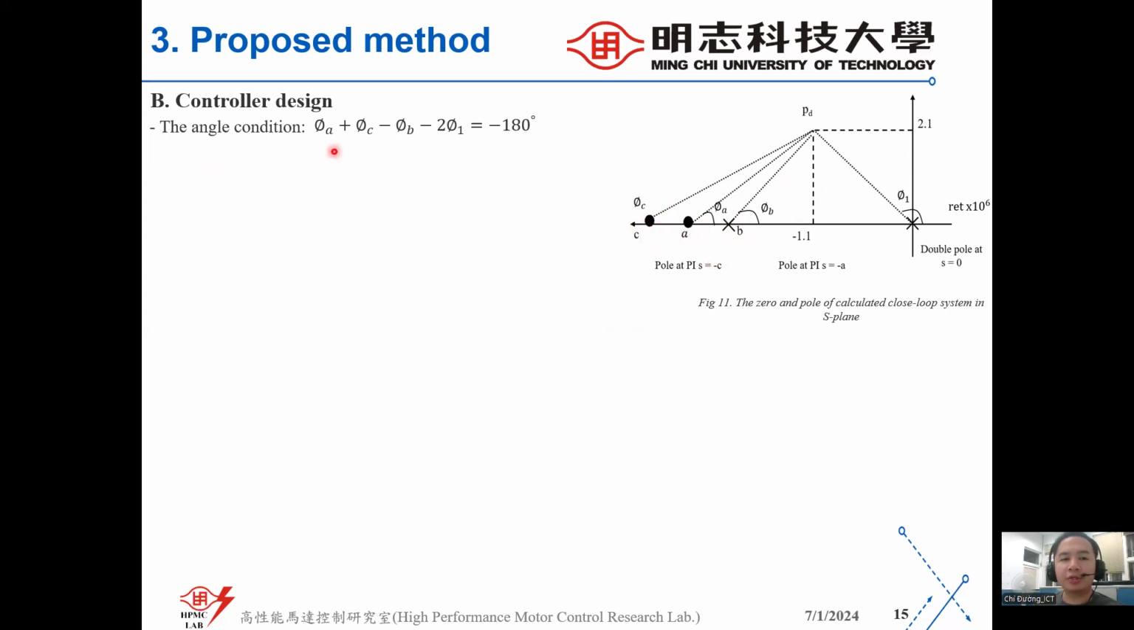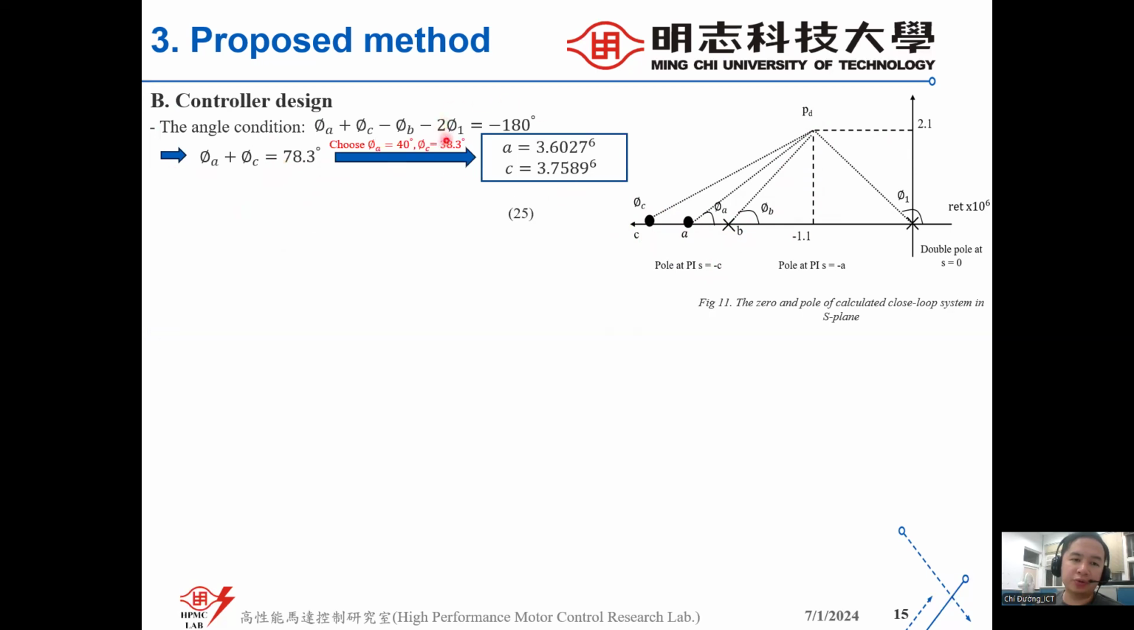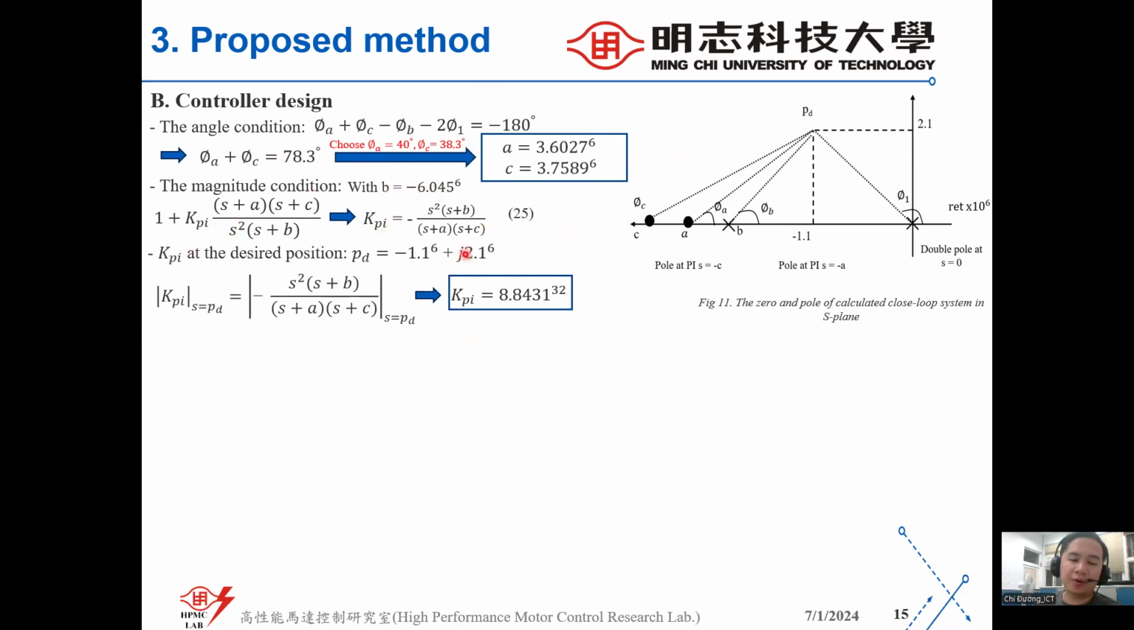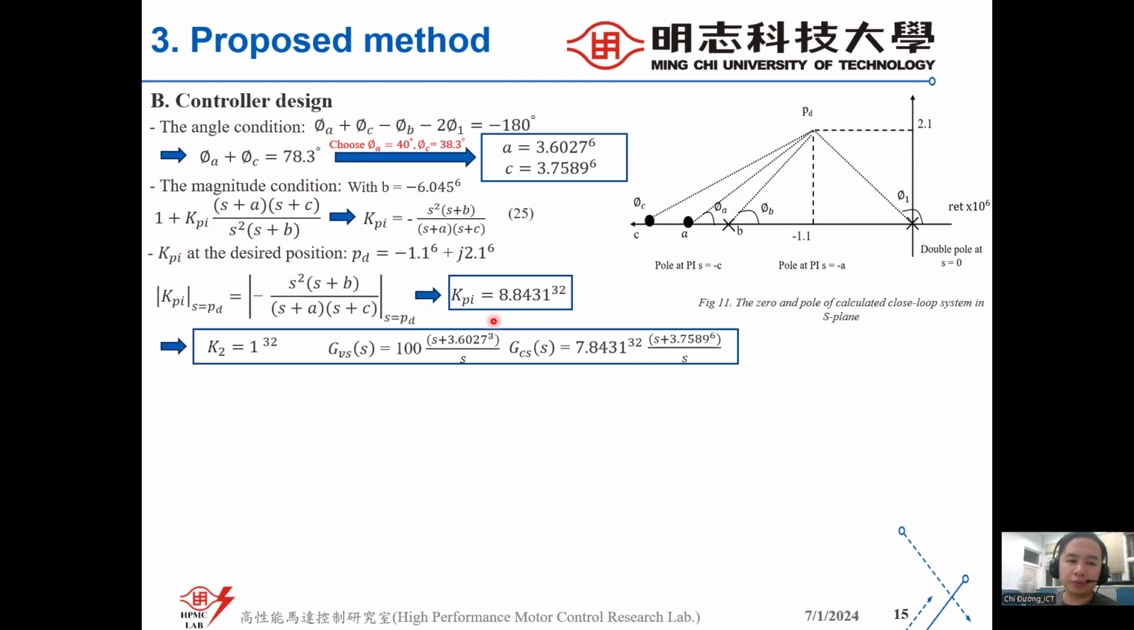With the angle condition, we can calculate the sum of angle A and angle C, and by choosing angle A and angle C, we can calculate A and C. With the magnitude condition, with the pole P, we can calculate the KPI. From A, C and KPI, we can determine the controller gain, the current controller.